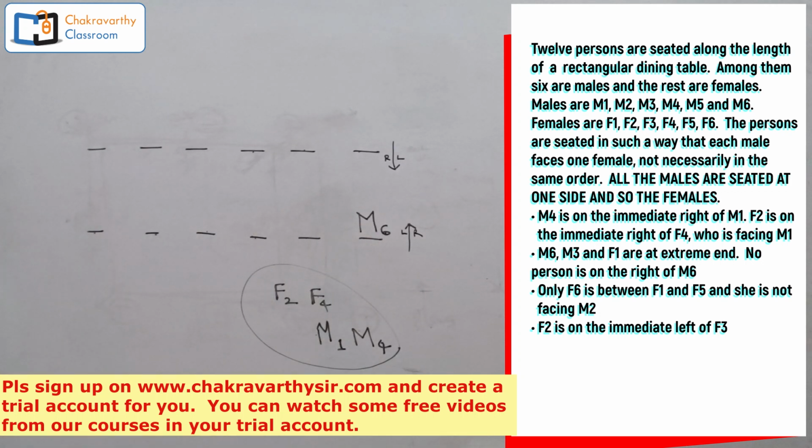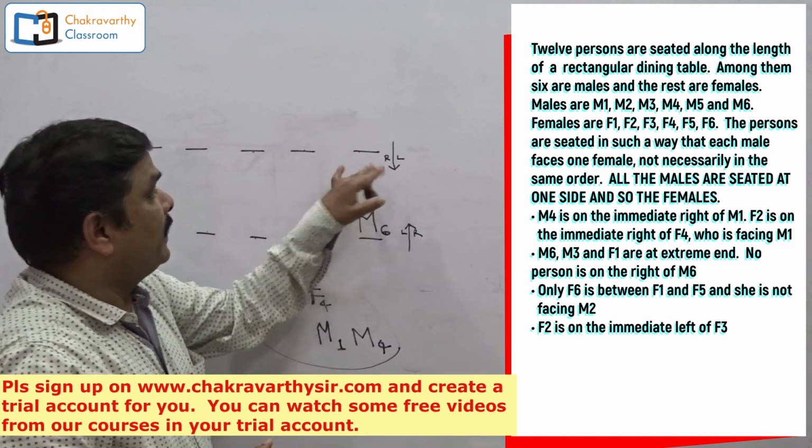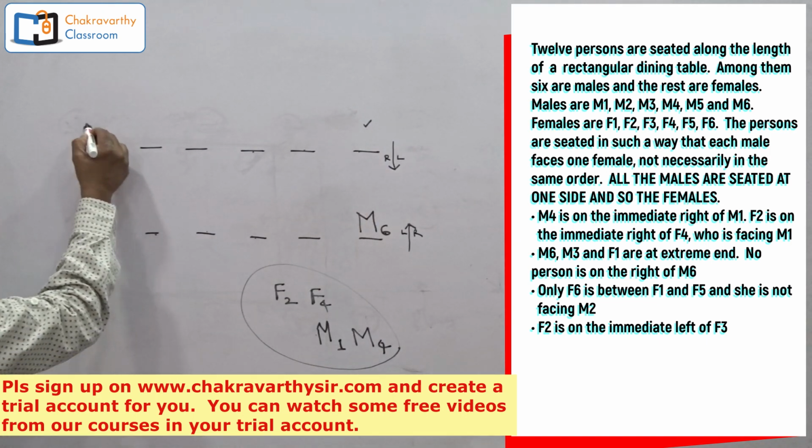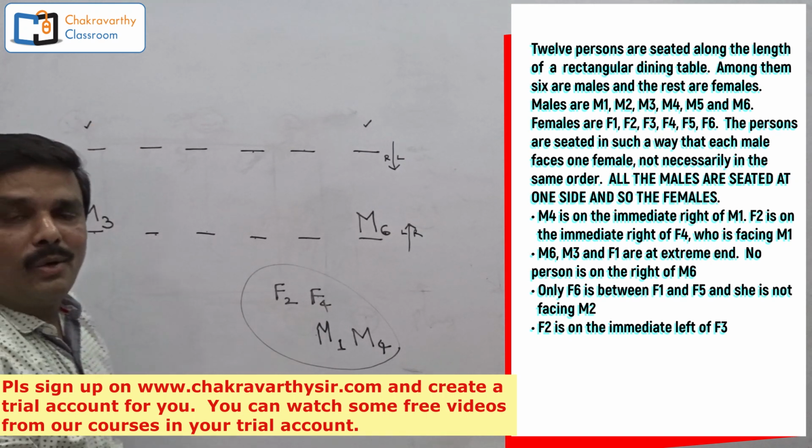This is M6. Okay, who is the other person? M3 also. M3 is on the other end. I am taking this one as M3. As simple as this. Now what's the place of F1? F1 can be either here or here, depending upon the clues there.